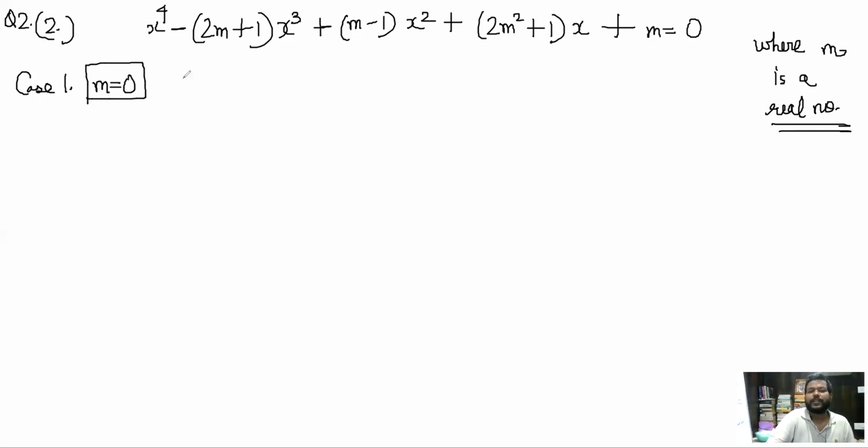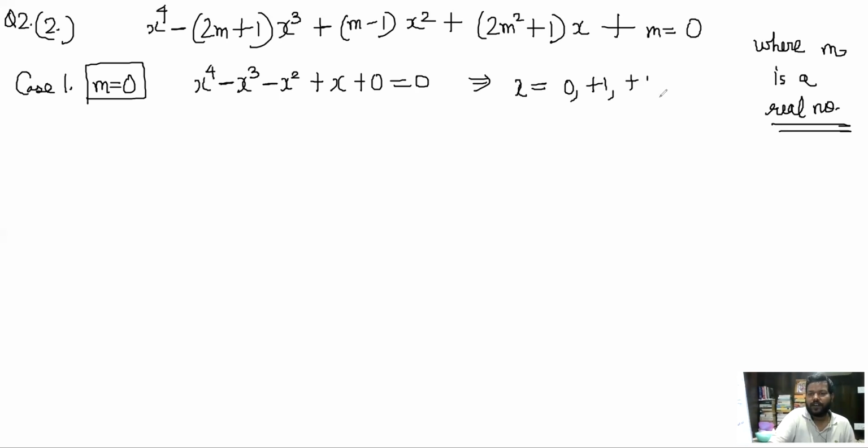If m is equal to 0, this equation boils down to x power 4 minus x cube minus x square plus x is equal to 0. Now it is very easy to factorize it and find all the roots here. x will be equal to 0, plus 1, and minus 1. So there are two roots at 1, one root at minus 1, and one root at 0. So case 1, m is equal to 0, you get 4 solutions. And we have solved it.